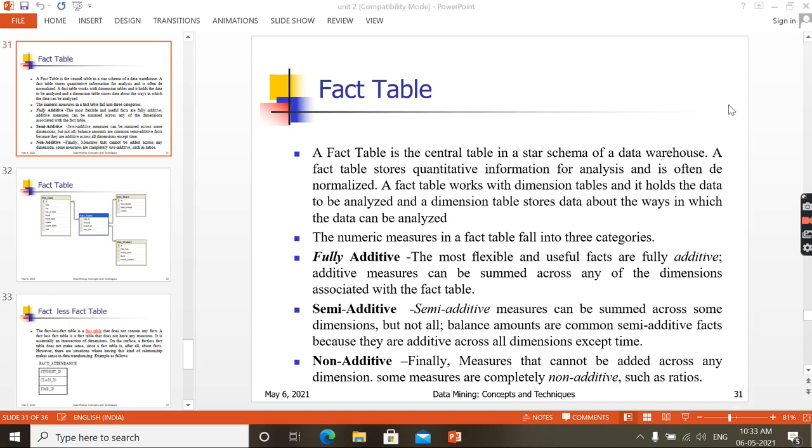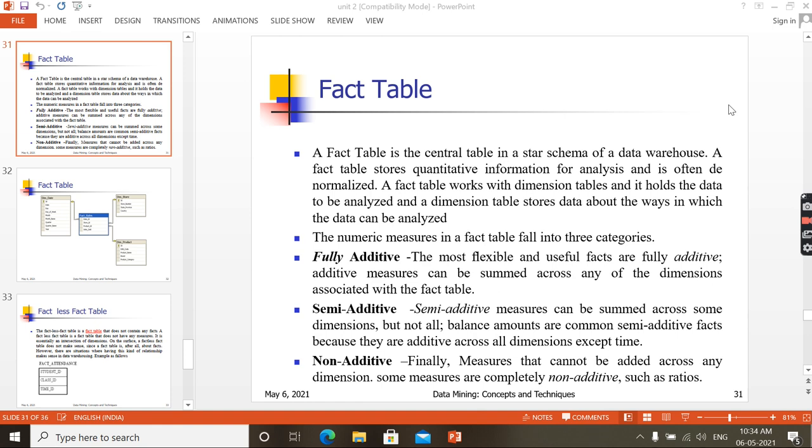Hi friends, in this session we will see fact table and dimension table. First, fact table. Fact table is the central table in a star schema of data warehouse. So it is the central table in the star schema or a snowflake schema. It stores quantitative information for analysis and is often denormalized. So the fact table is denormalized.